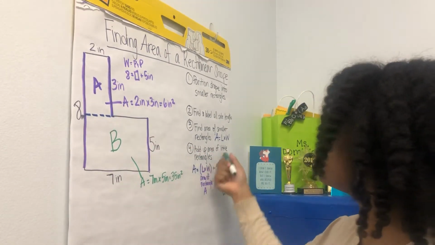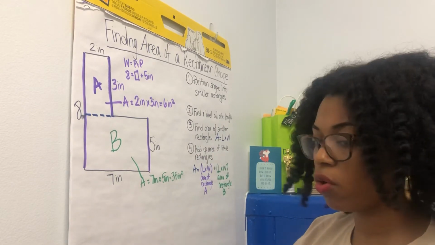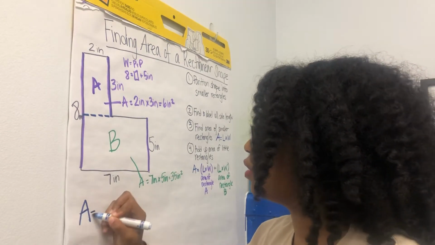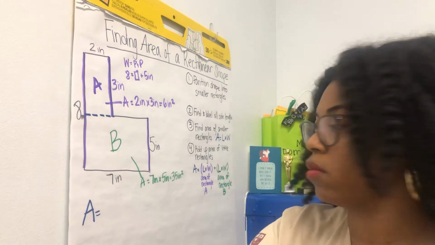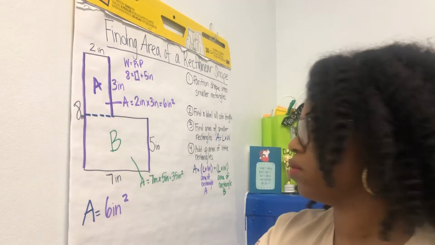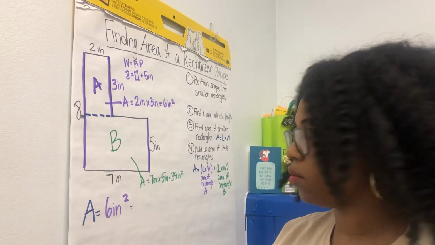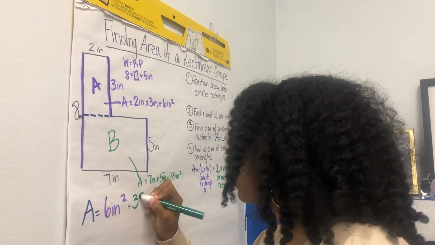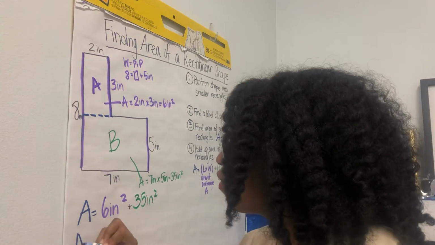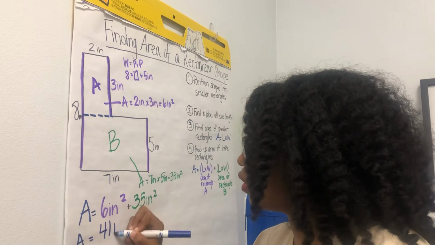Now the last thing I need to do is add up the areas of the little rectangles. So the total area is equal to 6 inches squared plus 35 inches squared, which means the area is equal to 41 inches squared.